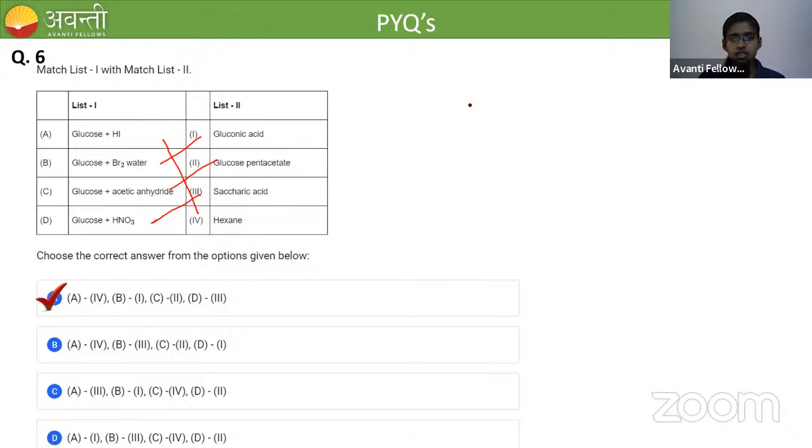So this is the structure of hexane. And in gluconic acid, only one carbon changes. The aldehyde group will be converted to COOH. The remaining CHOH 4 times remain the same, and at last CH2OH will also be there. This is gluconic acid. And for glucose pentaacetate, CHO will be there.